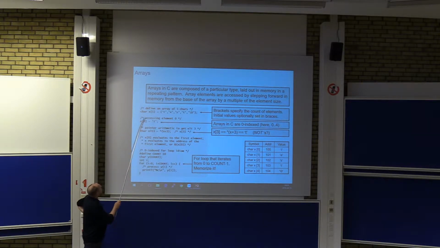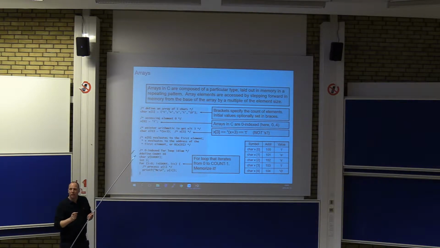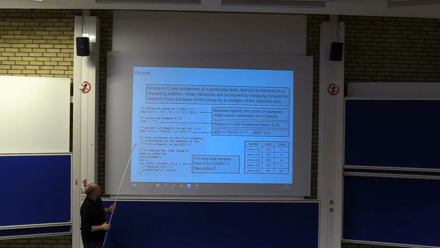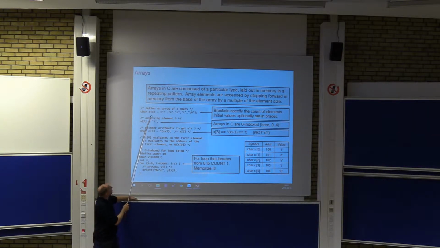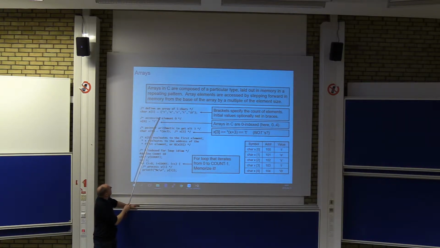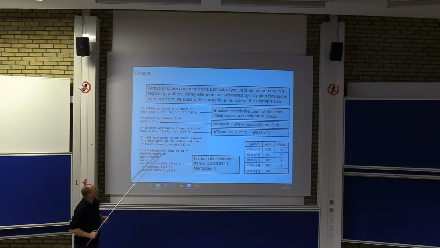What is worth remembering as well is that if you declare an array like this, then memory will be allocated for that array on the stack. If this is in a function, it will be put on the stack. In this case, you will have 5 characters, so you will get space on the stack for all these 5 elements.